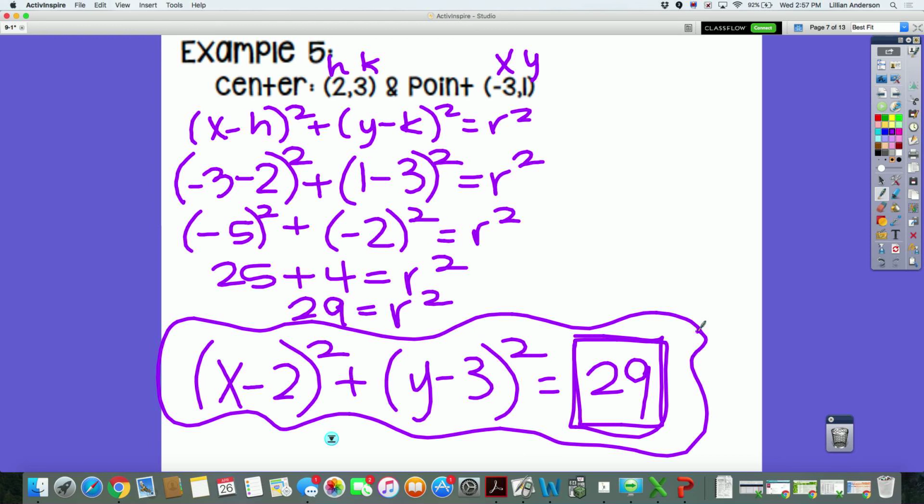Now, if it did ask you to identify the radius, then you have to go that one last step and take the square root. You would get a decimal. You could also just leave it as the square root of 29. Okay. Questions? Main thing, just know the formula. Basically that's all we do.